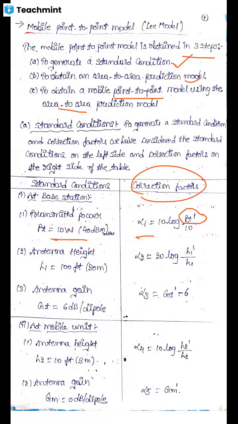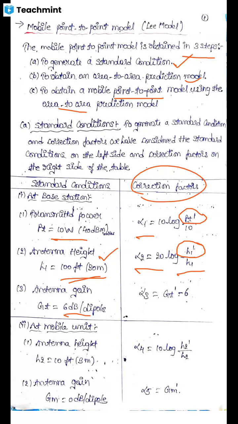And the standard condition at the base station, the antenna height, is taken as 30 meters or 100 feet. Now if I want to change the height of the antenna, to increase the base station antenna so that it covers more area, then I will use a correction factor, that is 20 log h1' by h1. Here h1' represents the change in the antenna height, that is, how much I am increasing or decreasing. The actual height is h1, that is 100 feet. And also the antenna gain at the base station, the standard condition is taken as 6 dB per dipole.